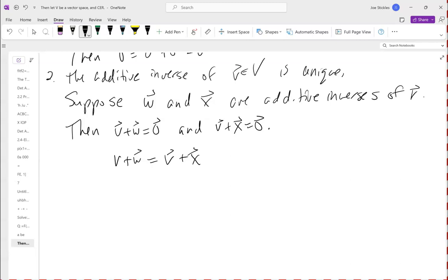And now I can start working like I would in an algebra problem. I want to get rid of the V. Back in algebra class, what would you do? You wanted to get rid of the V. Yeah, you subtract it, right? Subtracting is the same thing as adding the inverse, right? So I could either add W to both sides or add X to both sides. I get the same answer, right? So let's just add W to both sides for argument's sake.